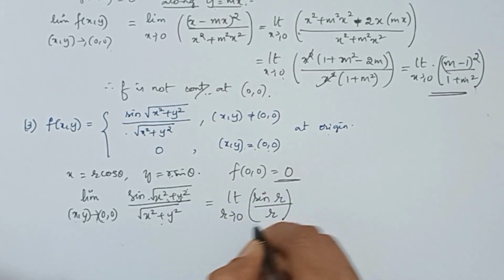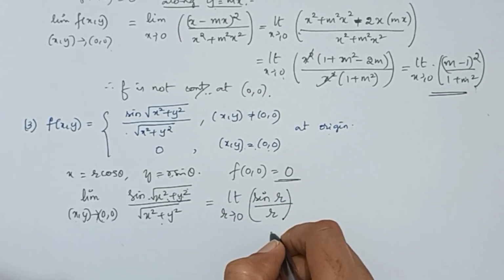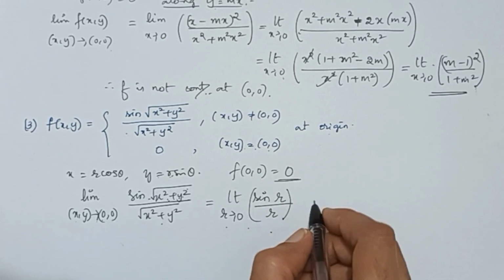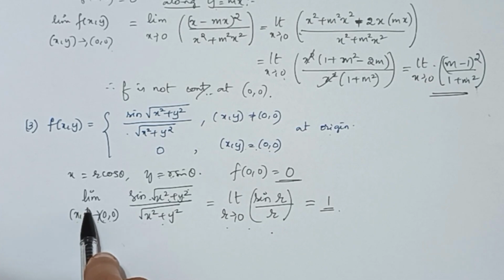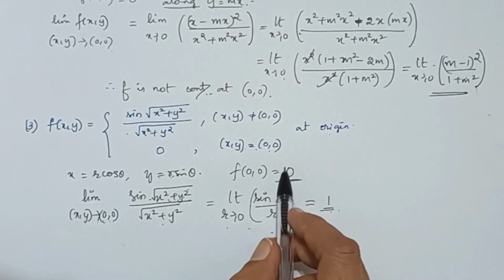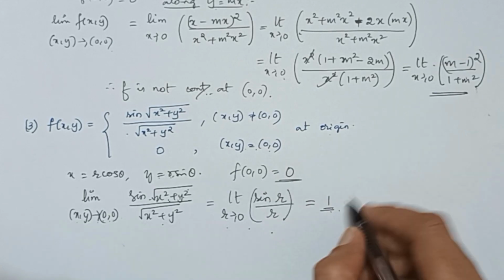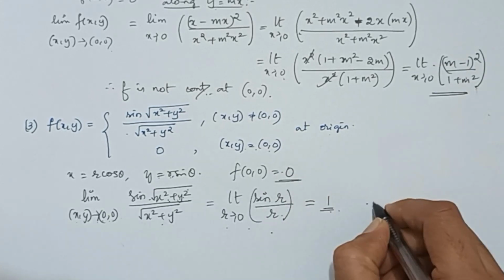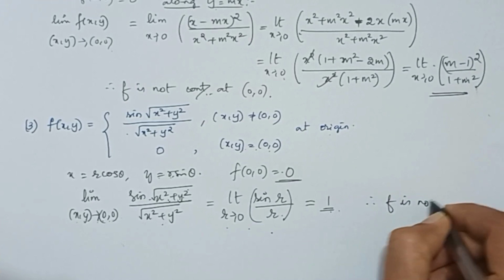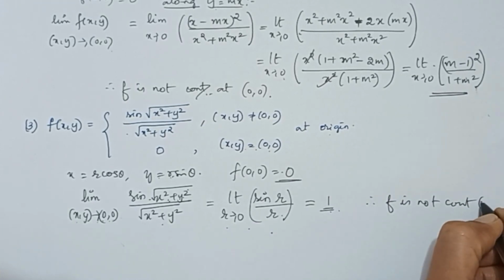So we know the limit of sin theta by theta as theta tends to 0 is always equal to 1. Therefore, this value is equal to 1. The value of the limit as (x, y) tends to origin is equal to 1, but the value of the function is 0. The value of the limit is not equal to the value of the function at origin. Therefore, f is not continuous at origin.